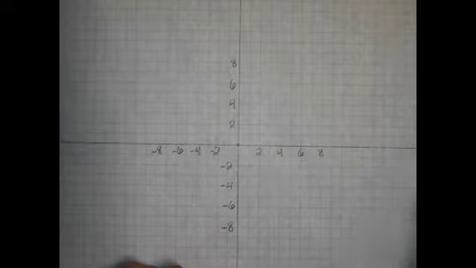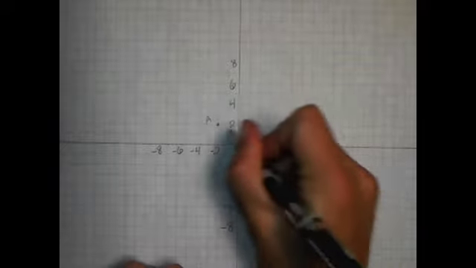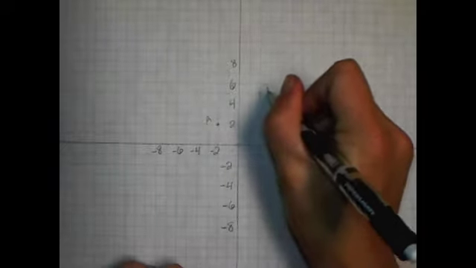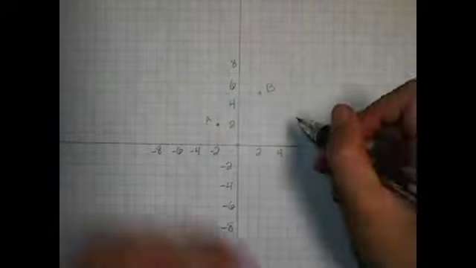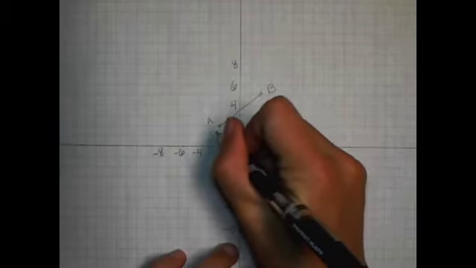So I'm going to start off with a segment. And it doesn't matter what quadrants we're in. Label this A. I'll label that B. And then I need to figure out their coordinates.